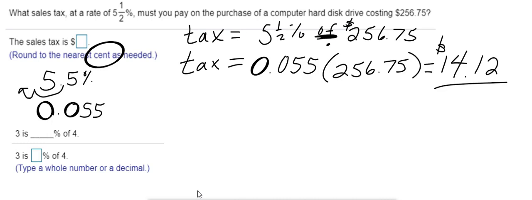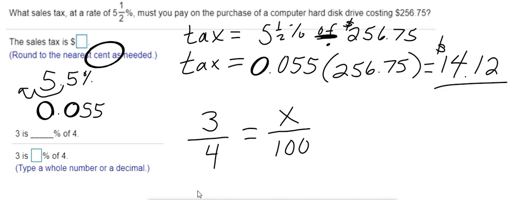On the next one, 3 is what percent of 4? So we're going to use that PBR formula. What percent is what we don't know, so that's our x over 100. 3 over 4. 3 is what percent of 4?